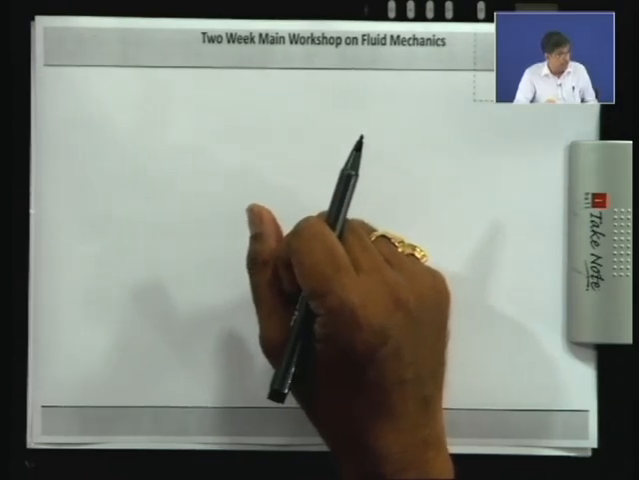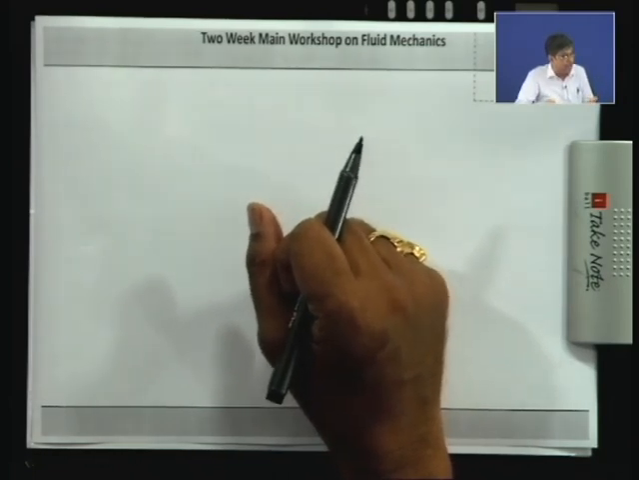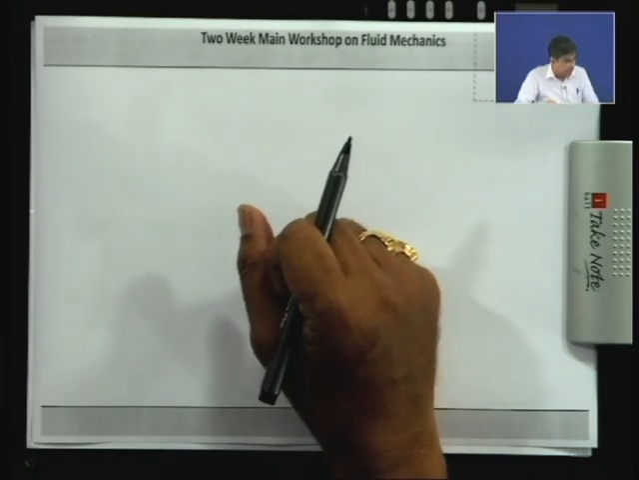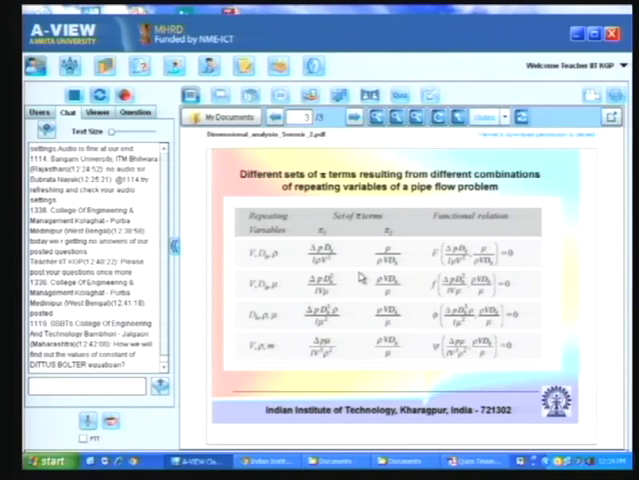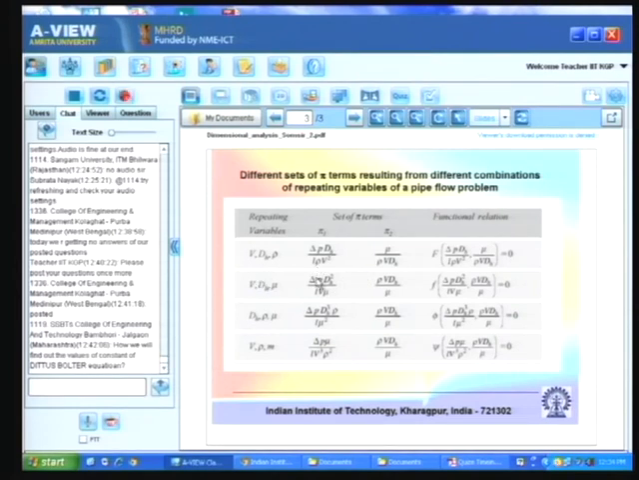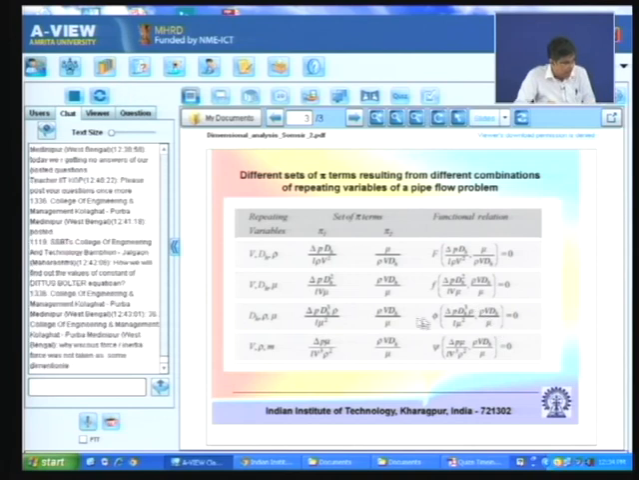Now I show you the table. This is explicitly given in my book, that if you take different repeating variables, you arrive at different pi terms. If you see, I have done that with these two repeating variables, I get these 2 pi terms. Similarly, if we take this set of repeating variables, you get these 2 pi terms. The functional relationship is like that. If we take these 3 repeating variables, then you get these 2 pi terms. And if you take these 3 repeating variables, you get different pi terms, but all the pi terms are interrelated.